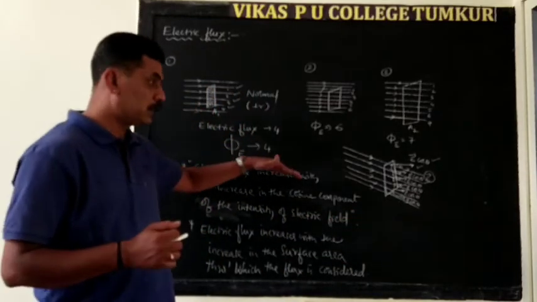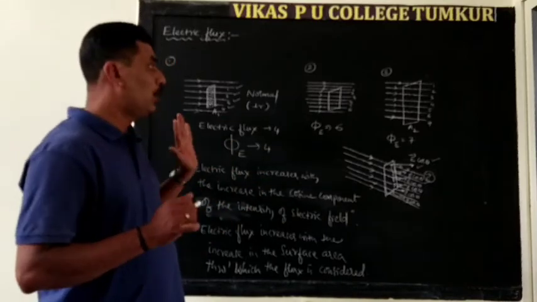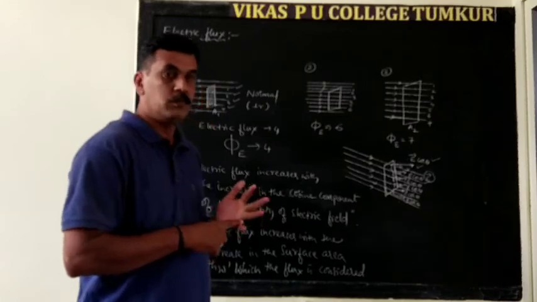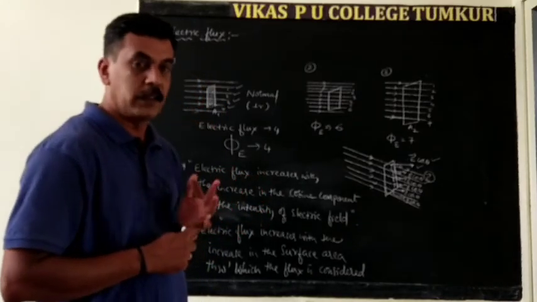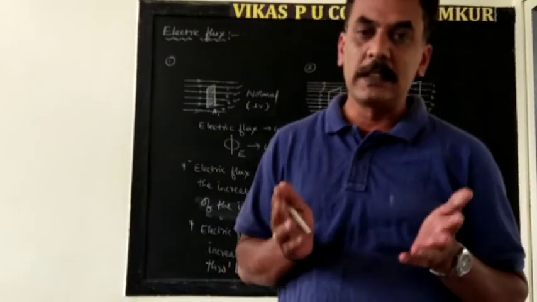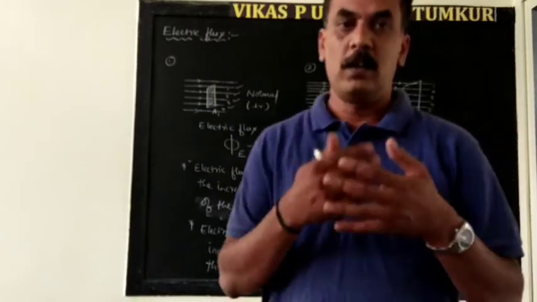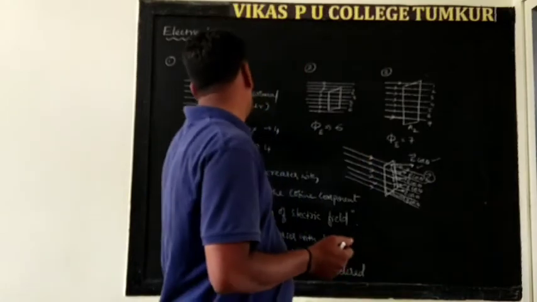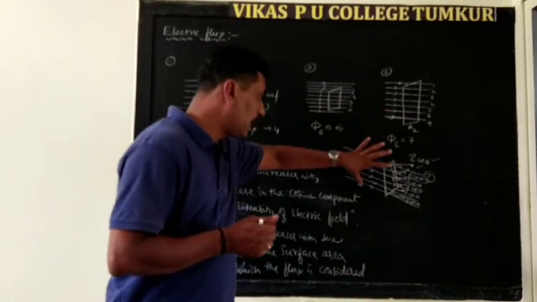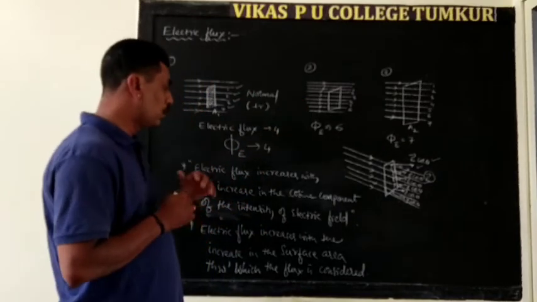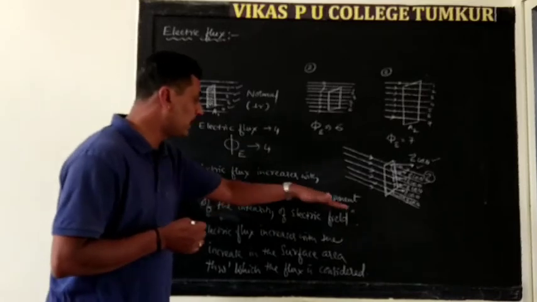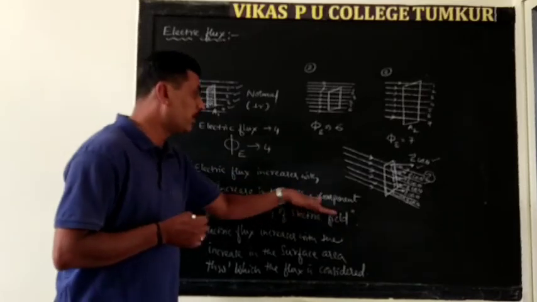So now this is very clear. Now you understood what electric flux is. Electric flux is the number of field lines through the given surface in the electric field which are normal to the surface. From the examples that we gave you, you understood that electric flux increases with the increase in the cosine component of the intensity of electric field.